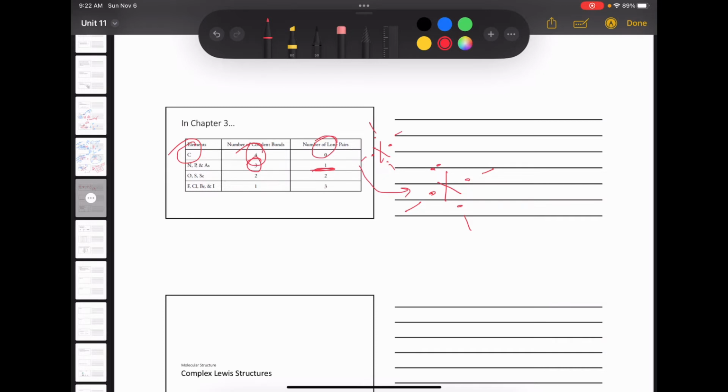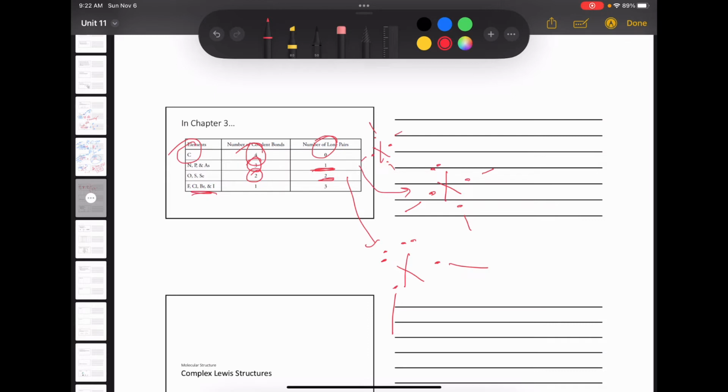Oxygen, sulfur, and selenium, we have 2 covalent bonds and 2 lone pairs. And we can see that if we do this general formula with 2 lone pairs on the top and 2 single electrons forming the 2 bonds. And that's what we noticed when we did the H2O.